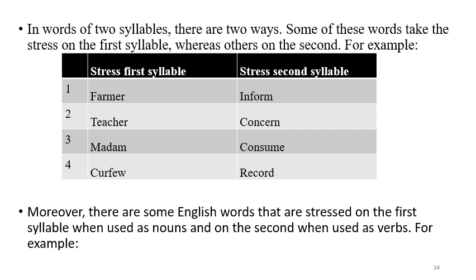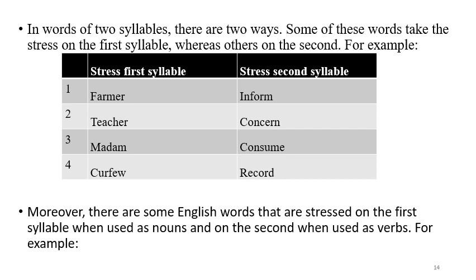For example, farmer, teacher, madam, curfew, inform, concern, consume, record. I would like to stress here that the words on the left-hand side are said to be nouns. So naturally, in two-syllable words, nouns are normally stressed on the first syllable, while verbs are normally stressed on the second syllable. That is, those words placed on the right-hand side are said to be verbs, and they are therefore stressed on the second syllable.